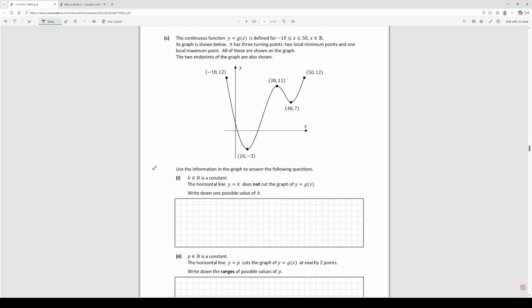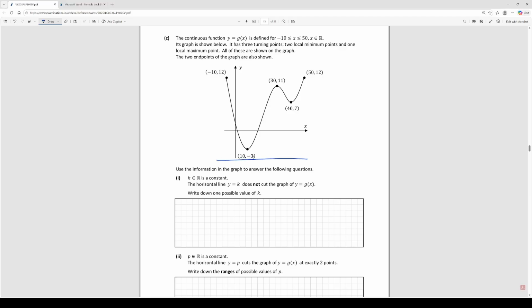Now we're getting into trickier stuff. The continuous graph is defined in between minus 10 and 50. It's shown. It has 3 turning points, 2 local maxes, 2 local mins, 1 local max. This is a very unusual one to give in Leaving Cert because this is a quartic with 3 turning points, which is very rare. Use the information in the graph to answer the following questions. K is a constant. The horizontal line y equals k does not cut the graph. Write down one possible value of k.